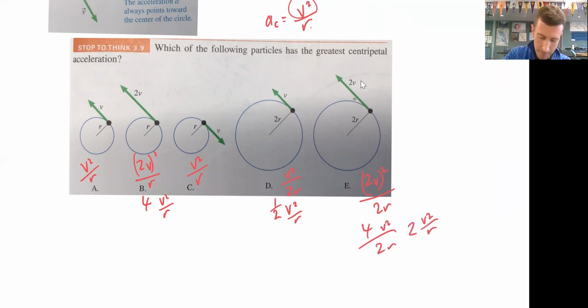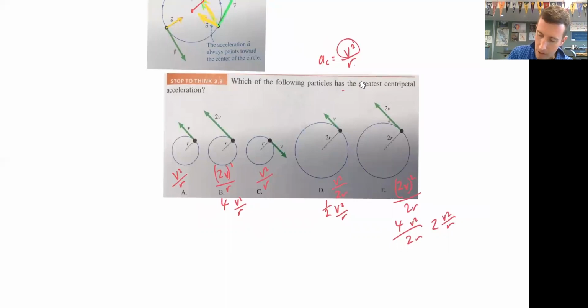Okay, so I'm looking for the greatest centripetal acceleration. This one is 2. This one is 1/2. This one is 1. This one is 4. And this one is 1. The greatest of those is 4, so it would be B. I could also say I'm looking for a big v and a small r, and the one with the biggest v and the smallest r is B. So that's another easy way.